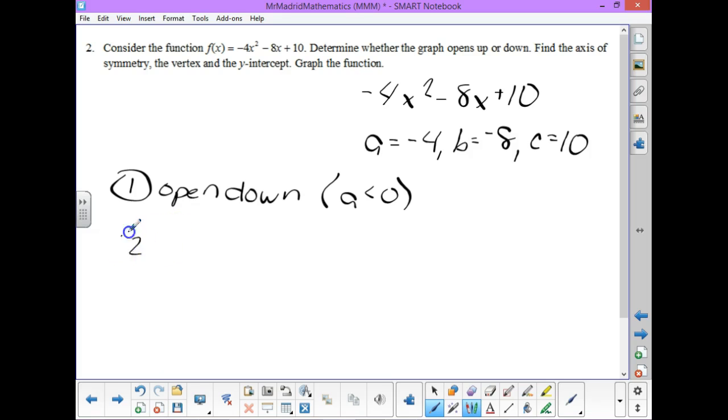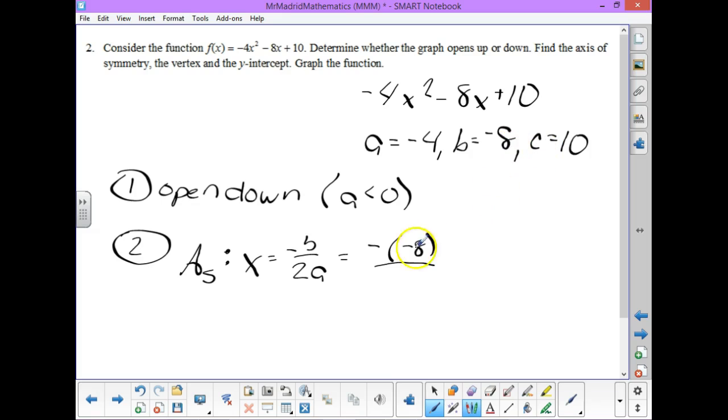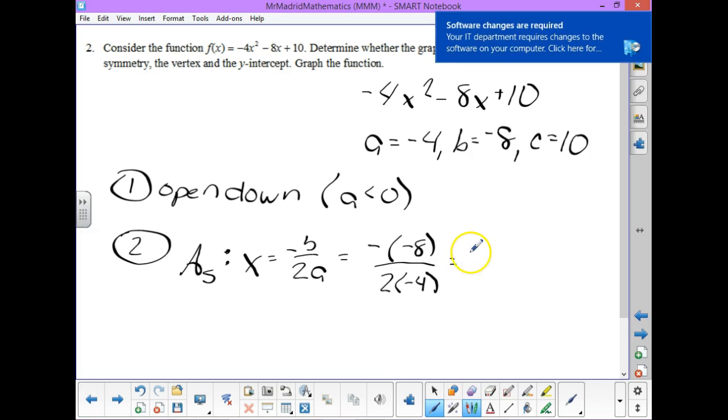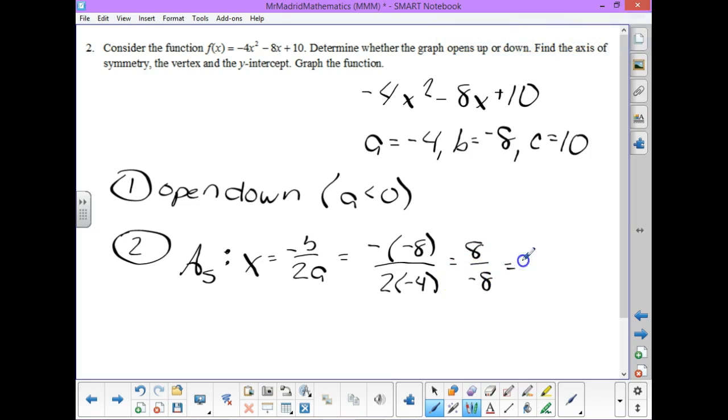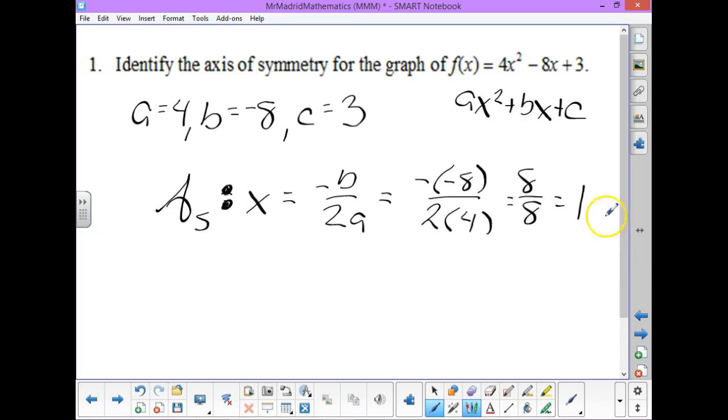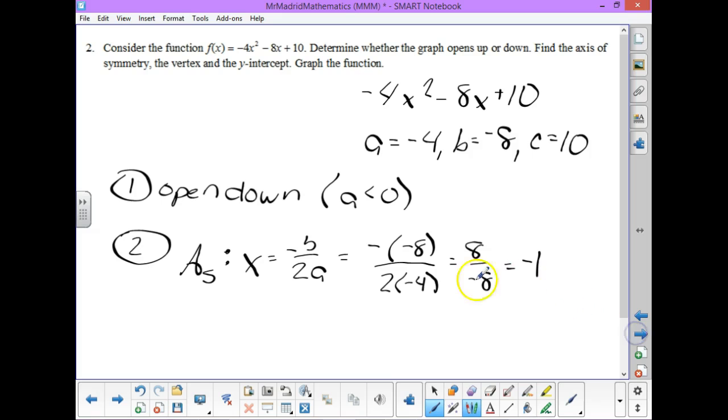There it is. And basically what that means is A is negative. Alright? 2. What's the next thing it's asking? Find the axis of symmetry. From the last problem we know it's x equals -b over 2a. So we're going to substitute -8 for b, and we're going to substitute -4 for a. And it turns out that we have the same answer as the last problem. Whoops. Not exactly. We have -1. This 4 was positive, that's why it's different.